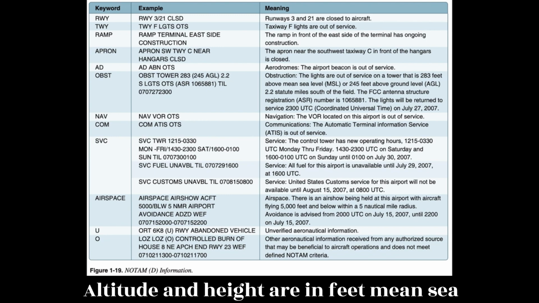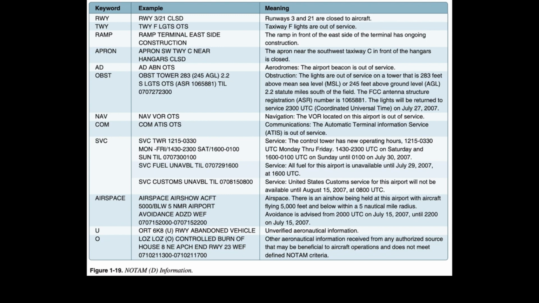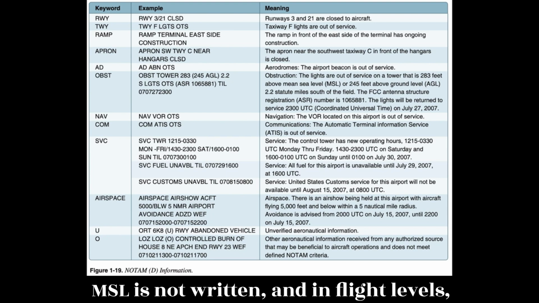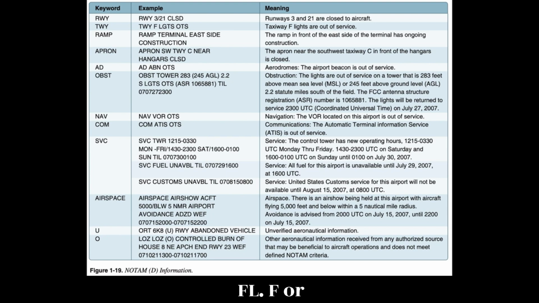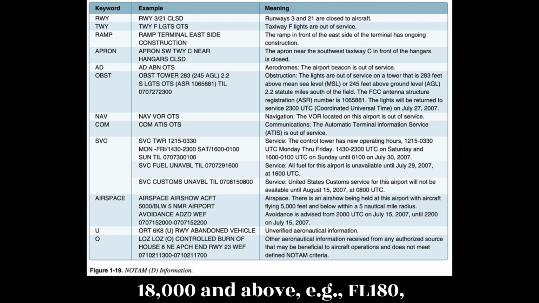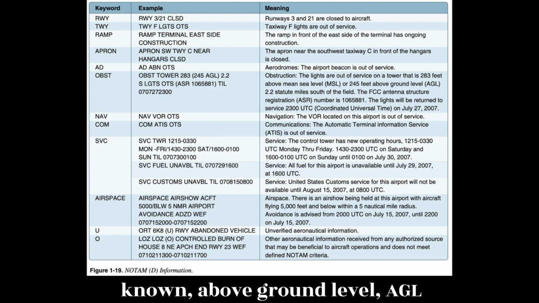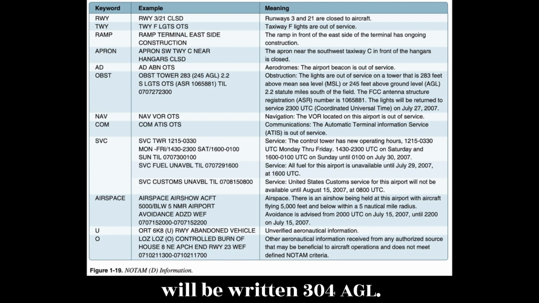Altitude and height are in feet mean sea level, MSL, up to 17,999, e.g., 275. MSL is not written. In flight levels, FL, for 18,000 and above, e.g., FL 180, FL 550. When MSL is not known, above ground level, AGL, will be written, e.g., 304 AGL.